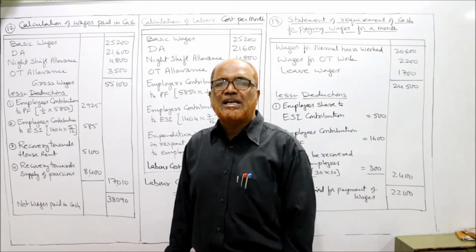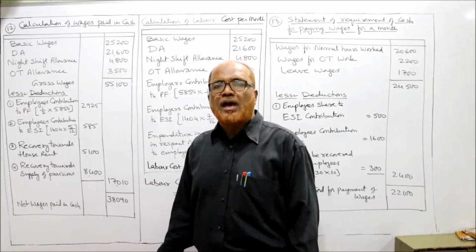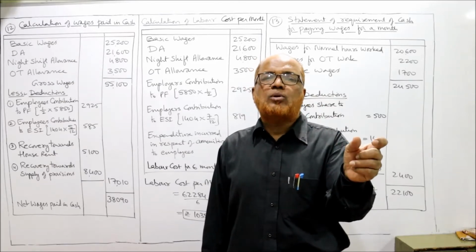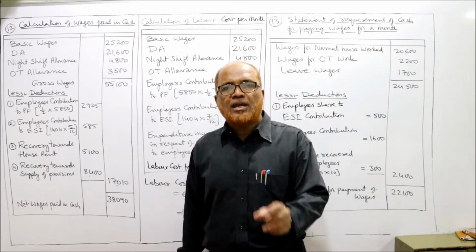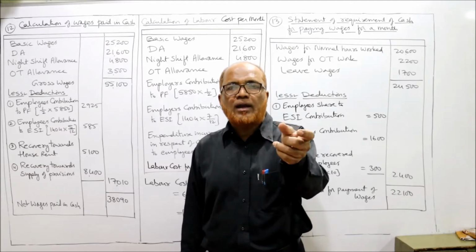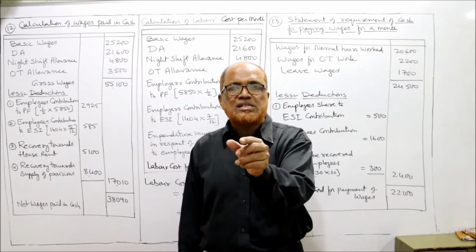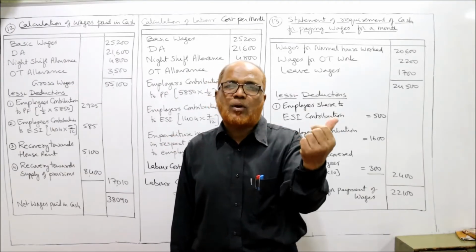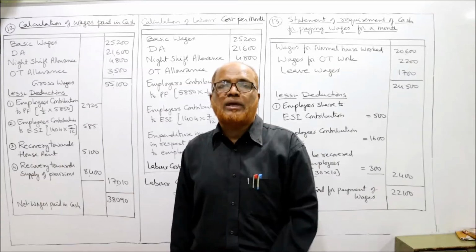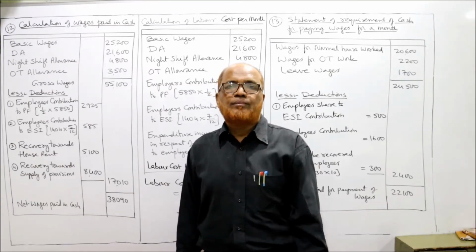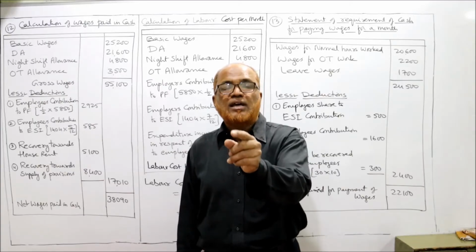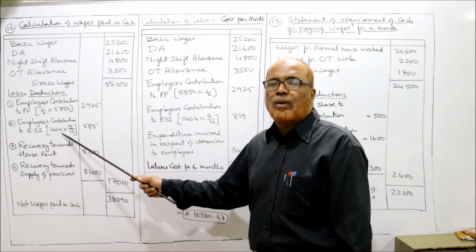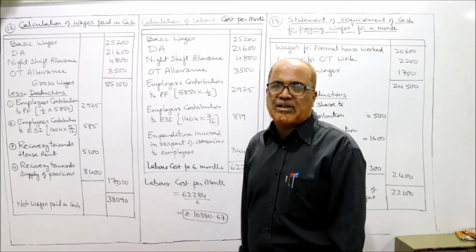The total amount deposited with ESI authorities is 1,404, and it is given that the ratio of employer to employee contribution is 7:5. Employer to employee, so the first one is employer. 7 parts are the employer's, 5 parts are the employee's. So 1,404 into 5 by 12 is the share of the employee. Employees' contribution to ESI: 1,404 into 5 by 12, 585.